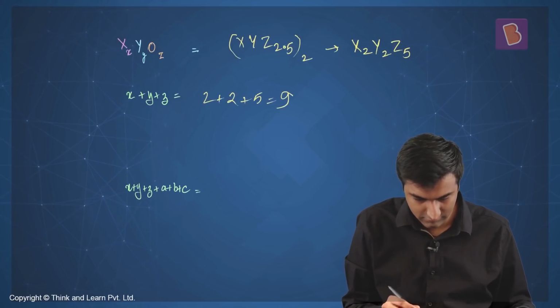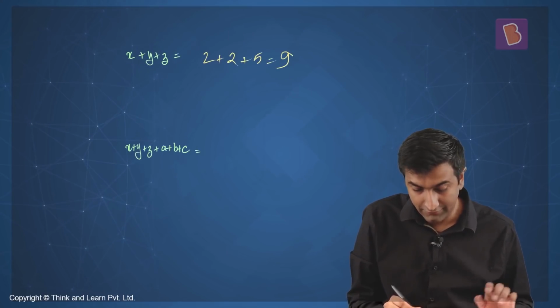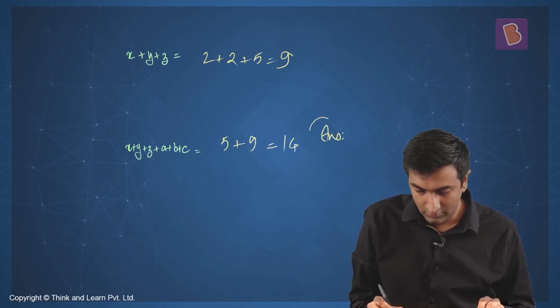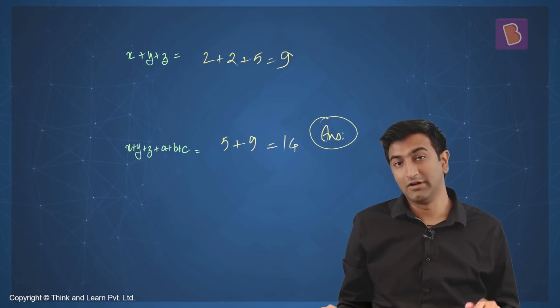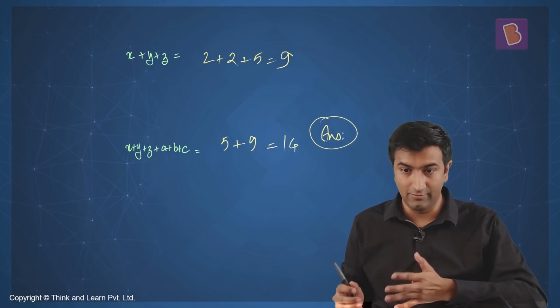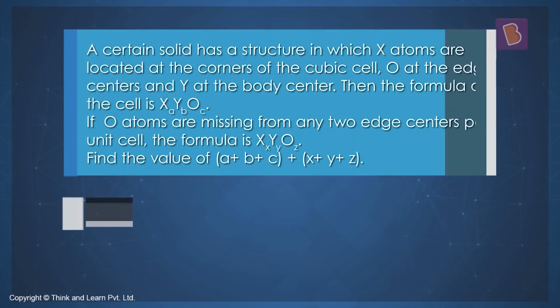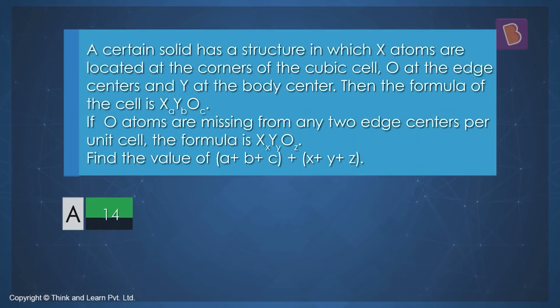And well, sum the rest of them up. That's 5 plus 9, which is 14. And that's your answer right here. The only thing this question tested was your ability to figure out that the molecular formula cannot have fractional numbers in them. Okay, simple steps to follow, an integer answer, which was 14 in this case.